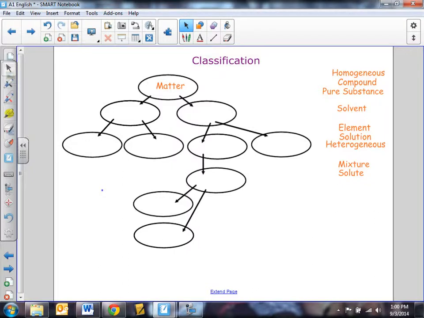So before we do that, I would like to know, can anybody tell me what matter is? Does anybody know how you would describe that? And there's lots of ways that you could do that. So matter is basically everything. Everything that you see, everything that you don't see, in fact, is matter.